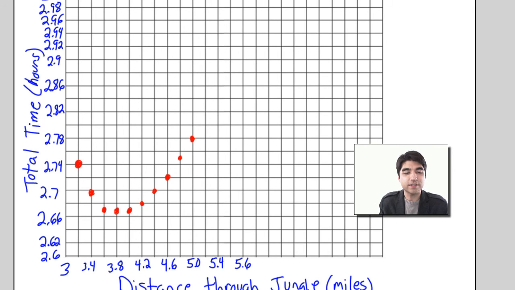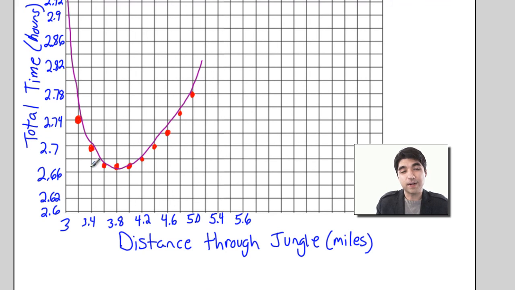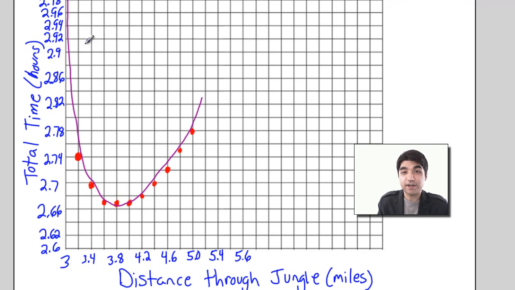Notice how this graph looks. It swoops down, then it starts to go back up again. That's called a parabolic type of curve. What this graph is telling us is that as we travel further through the jungle, it starts to reduce our total travel time until we reach a certain point. Then, once we get to that point, about right here at 3.8, our time starts to go back up. As we travel further through the jungle, it starts taking us more time to travel to the house. Those are the key things to notice from this graph.